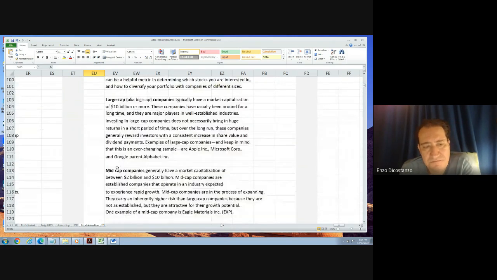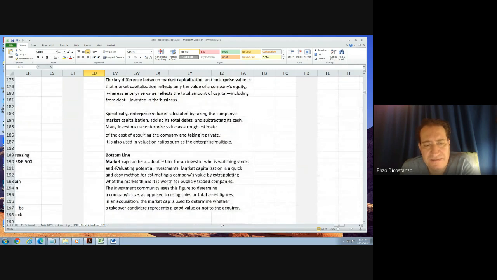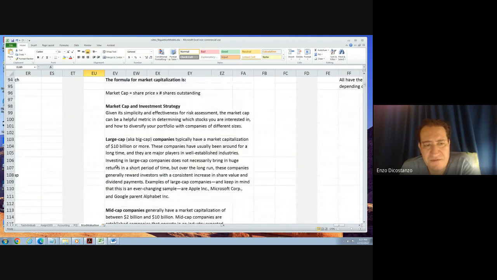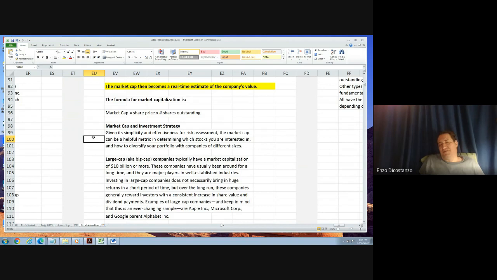And then you have some of these other versions of this. This just kind of repeats what we just said here. But there's simplicity and effectiveness in risk assessments. So, looking at the market cap can be a helpful metric in determining which stocks you're interested in and how to diversify your portfolio. That's like driving your car and you don't have a speedometer or a gas gauge. Okay, it's a critical piece of the puzzle in terms of understanding what the market cap is.